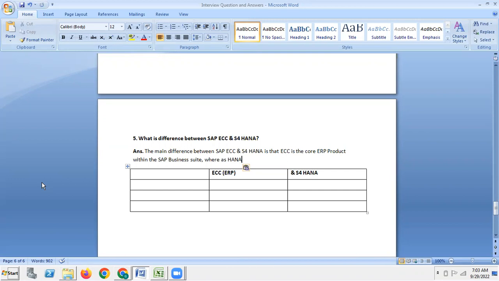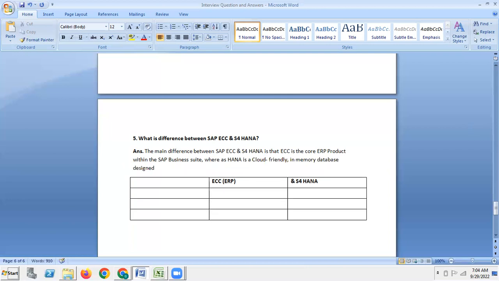Answer: The main difference between SAP ECC and S4 HANA is that ECC is the core ERP within the SAP business suite, whereas HANA is a cloud-friendly in-memory database designed to handle transactions and analytics on one system.